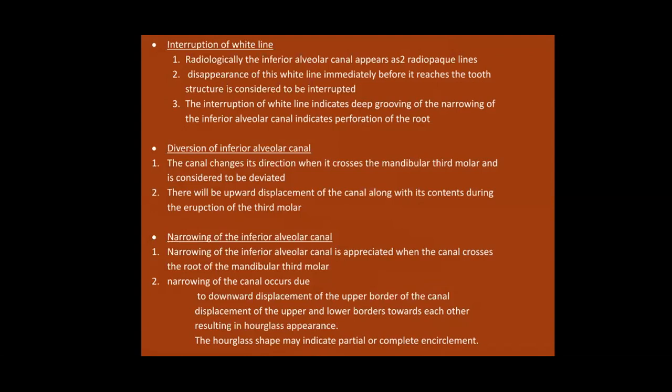Narrowing of the inferior alveolar canal. Narrowing of the inferior alveolar canal is appreciated when the canal crosses the root of the mandibular third molar. Narrowing of the canal occurs due to downward displacement of the upper border of the canal and the lower border towards each other, resulting in an hourglass appearance. The hourglass appearance may indicate partial or complete encirclement.